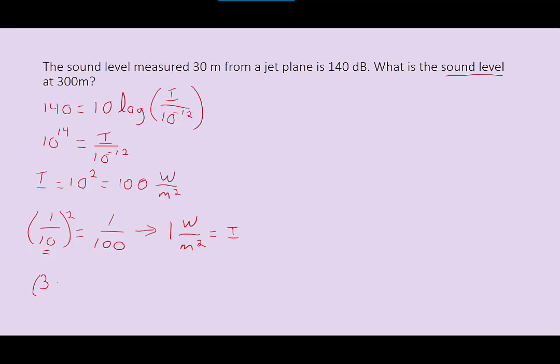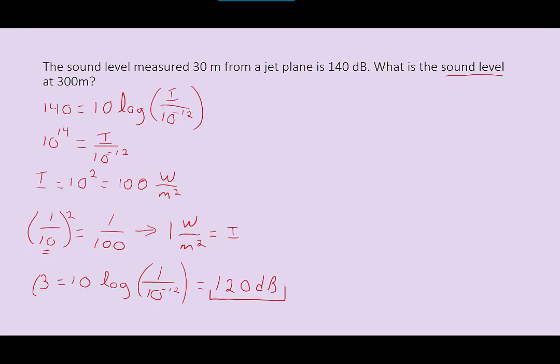So if we now know that the intensity at my 300 meter mark is 1, then we can plug into the beta equation again. And we can say that, all right, well then we are looking for beta now when intensity is 1. So it's 10 times the log of 1 over 10 to the negative 12. We solve that and beta is 120 decibels. Still above or at the threshold of pain, but considerably less than when you are 30 meters away.